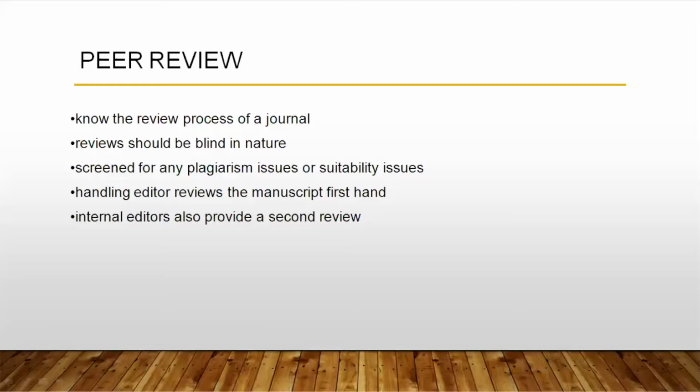Now, it is important for authors to also know the review process of a particular journal, or journals in general. The peer review process involves getting a paper reviewed by experts on the subject, and therefore the review should be blind in nature. That is, neither the author nor the reviewers have any knowledge of each other. Now, this is done to ensure anonymity and absolutely no chance of bias or prejudice in the process.